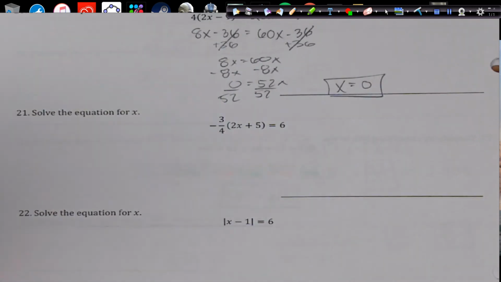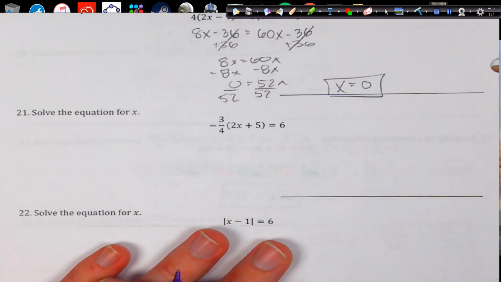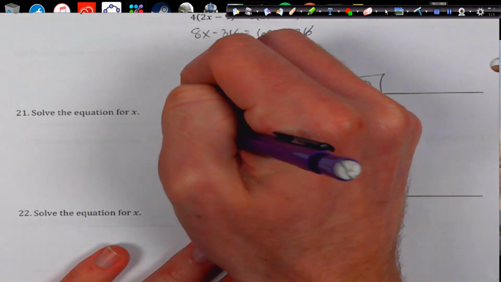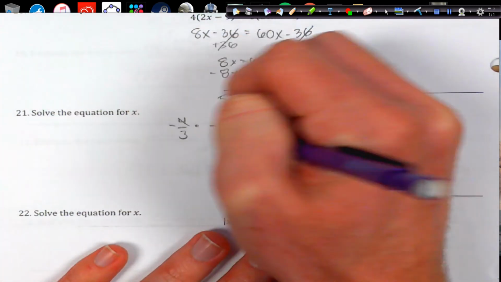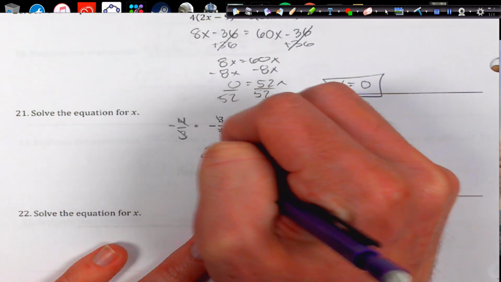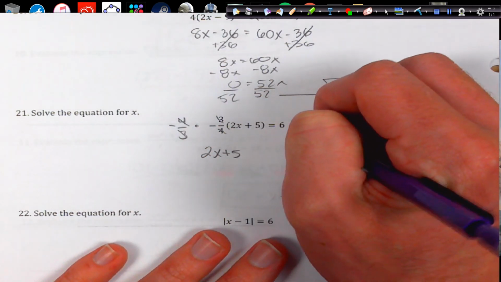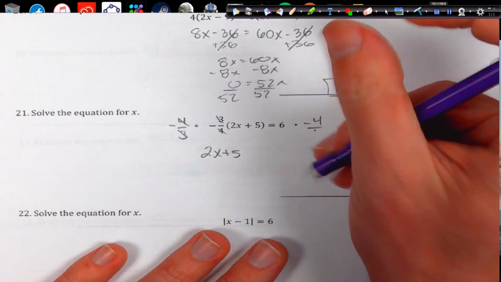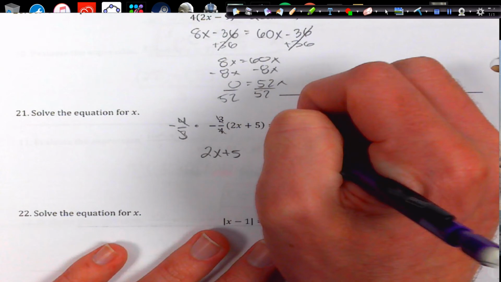All right, 21. We have a fraction here. Now, if I distribute this, 3/4 is not going to play nicely. So I'm going to multiply by the reciprocal, which means the 4's are going to cancel, the 3's are going to cancel. So I'm just left with 2x plus 5. But whatever I do to one side, I have to do to the other. So the 4 goes on top, the 3 goes on bottom. I just cut right through that paper.